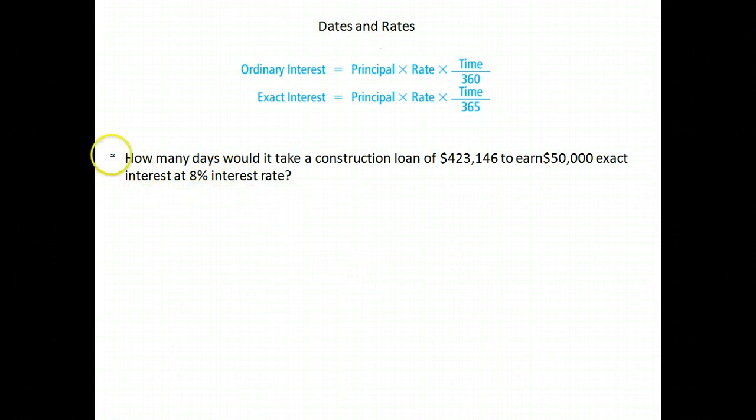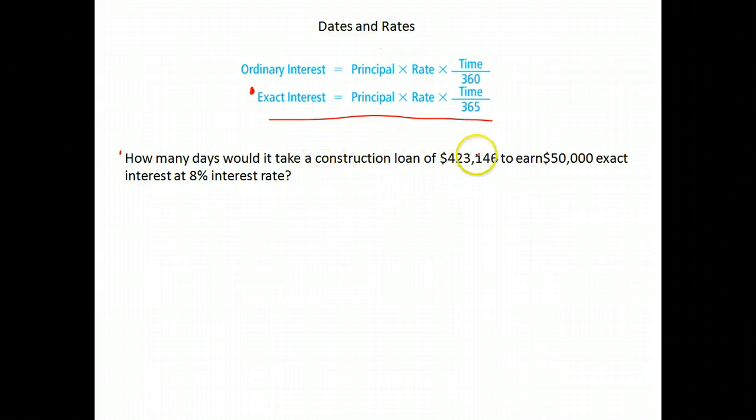All right, dates and rates. How many days should it take a construction loan of $423,146 to earn $50,000 exact interest at an 8% interest rate? So first of all, I know I'm dealing with exact interest, so this is my formula that I want to take a look at. Secondly, let's put in the information we have.